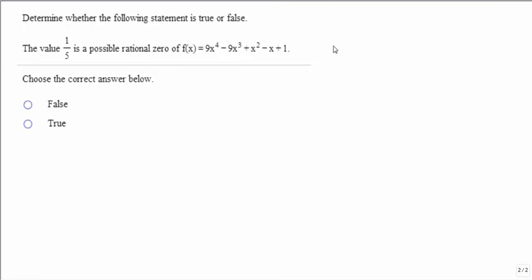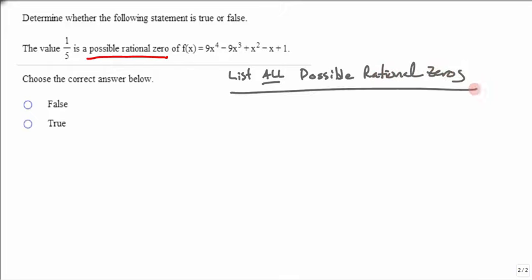So here we have, determine whether the following statement is true or false. The value of 1/5 is a possible rational zero. It doesn't mean that it is a rational zero, it just means it has the possibility of being a rational zero by using the rational zero theorem. Okay, so let's go ahead and list all possible rational zeros. Remember it's last over first.